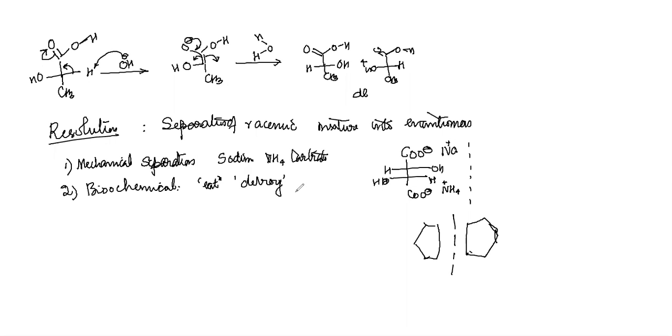The third one is what is called chemical method. What is the underlying principle? Enantiomers cannot be separated. That is the underlying principle. Enantiomers do not differ in normal physical and chemical properties. We'll just talk about physical only, in physical properties.